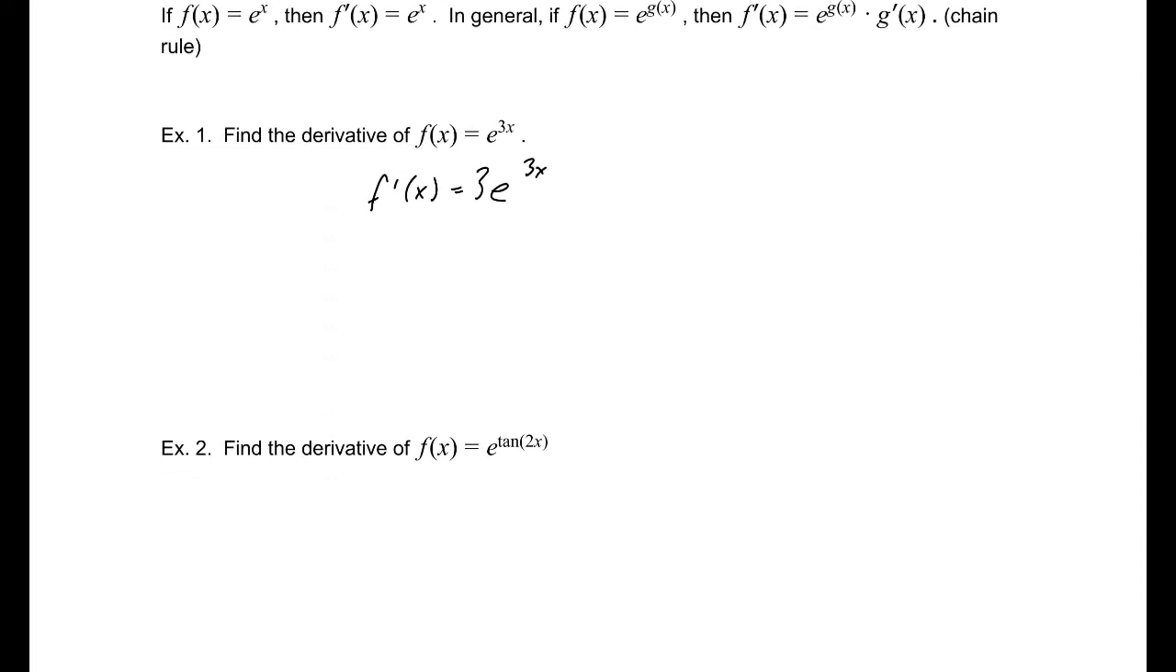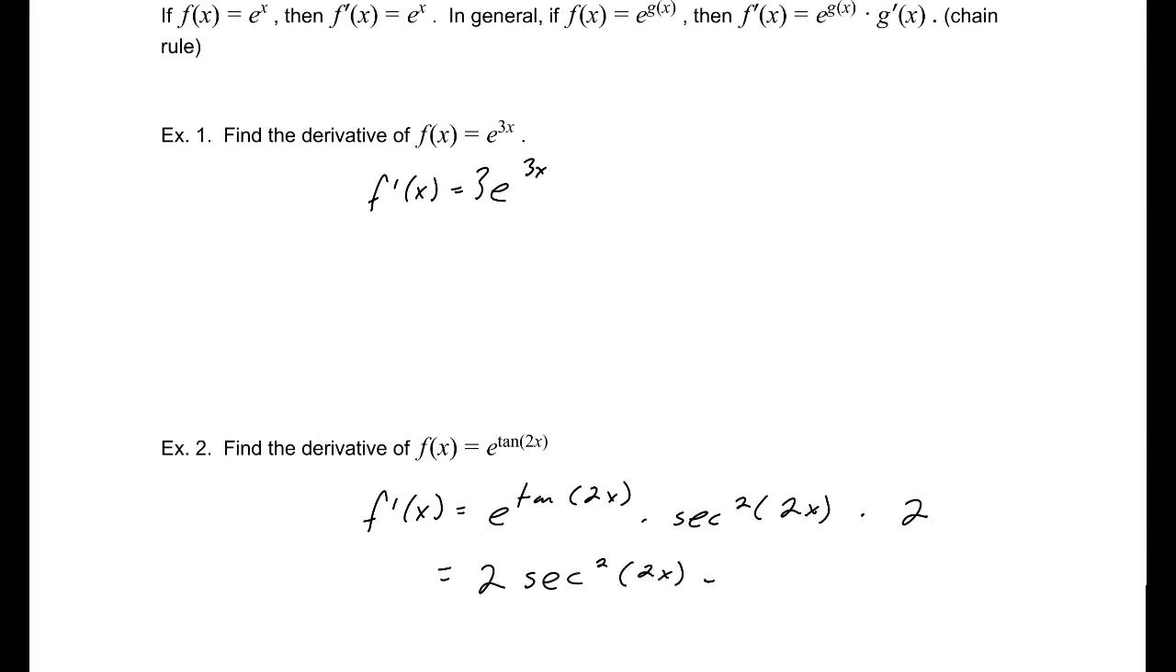Example 2, find the derivative of f of x equals e to the tangent of 2x. Now we actually have two compositions of functions here, so we'll use our chain rule twice. So first, this will be e to the tangent of 2x times the derivative of tangent of 2x. Well, that is secant squared of 2x times the derivative of 2x, which is 2. So written better, 2 secant squared 2x e to the tangent of 2x.